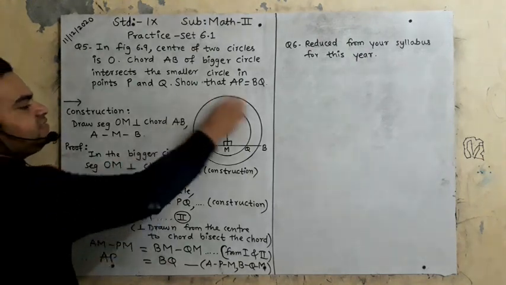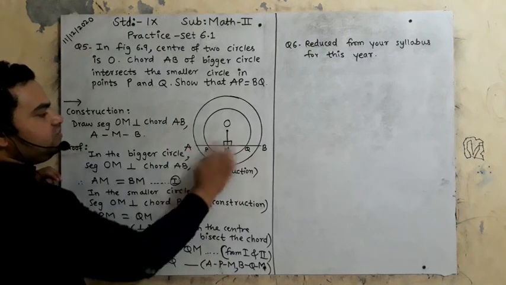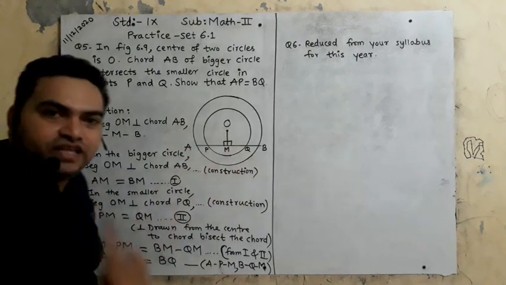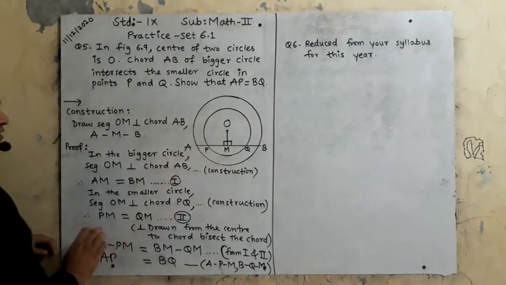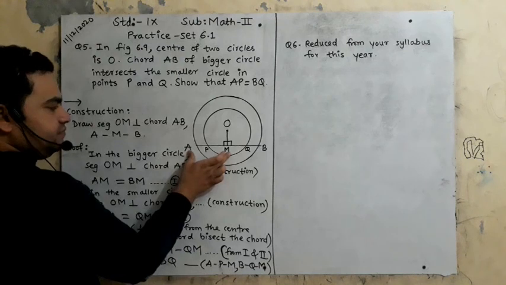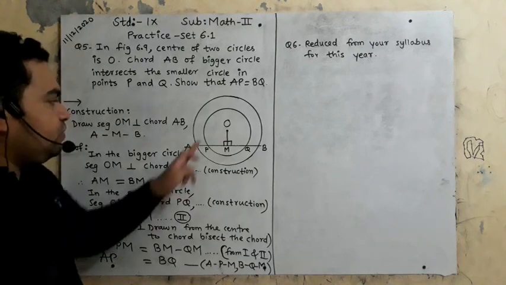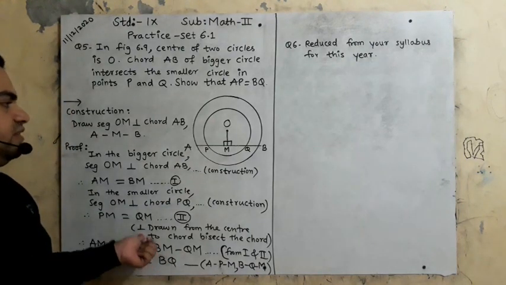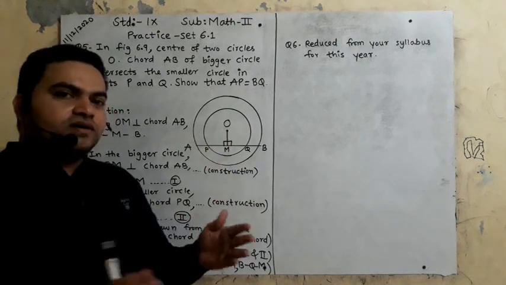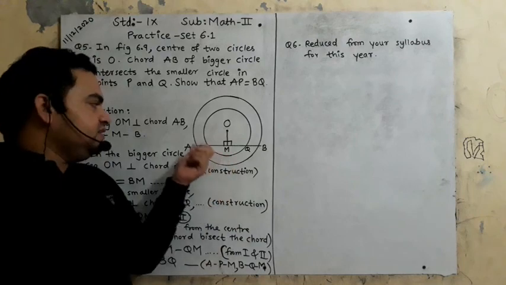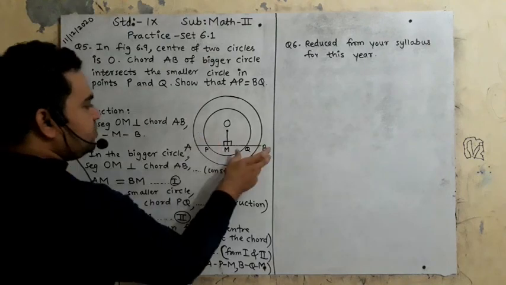Proof in the bigger circle. First we will talk about the bigger circle. Segment OM is perpendicular on chord AB. OM perpendicular है किस पर? AB पे. So that is construction. We have done that construction. Now therefore we will say AM is equal to BM. Why? Because perpendicular drawn from center to chord bisects the chord. Perpendicular center से draw किया गया जिसने chord AB को दो equal part में divide किया. That is AM is equal to BM.